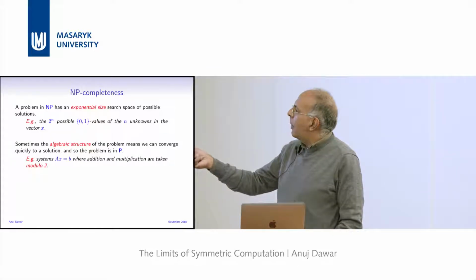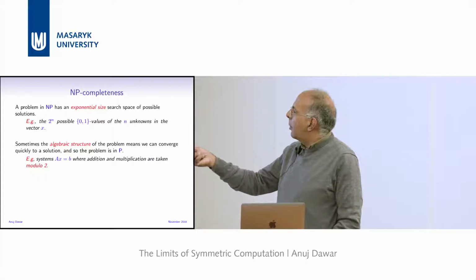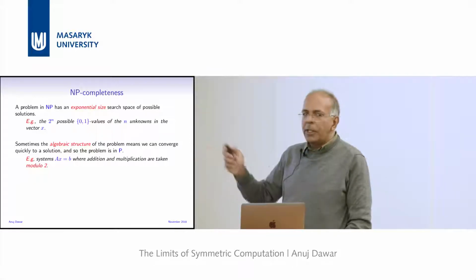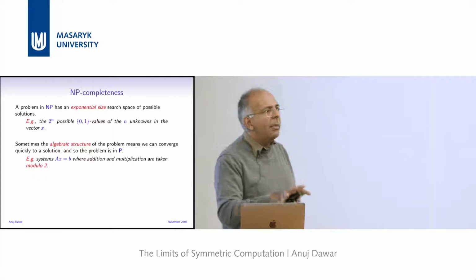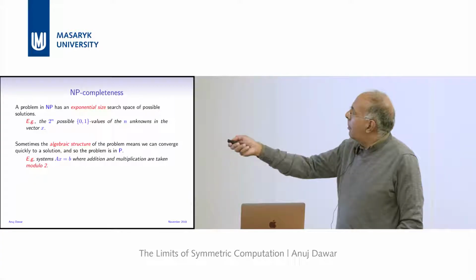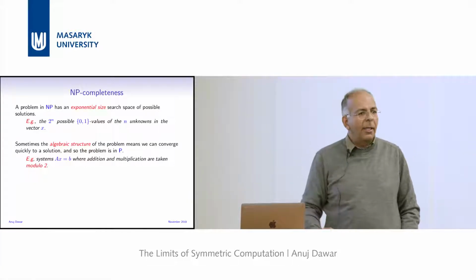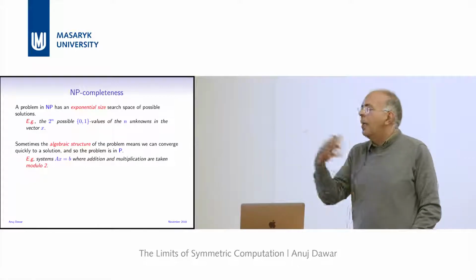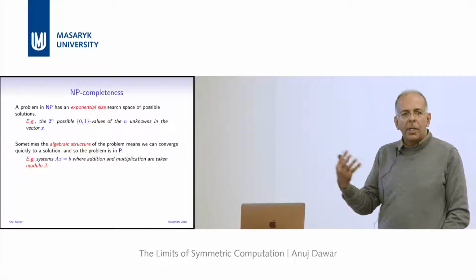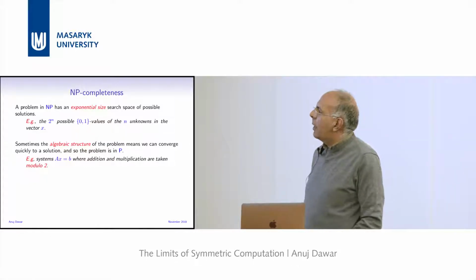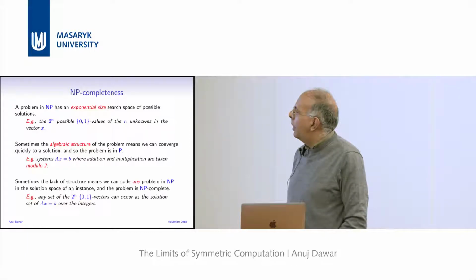So, for example, if I take my system of equations to be where addition and multiplication are taken modulo 2, this means that, yes, I'm looking at 0, 1 solutions, but I can think of this as a vector space over the two-element field, and then solutions are linear subspaces, so that's what enables me to converge to a solution.